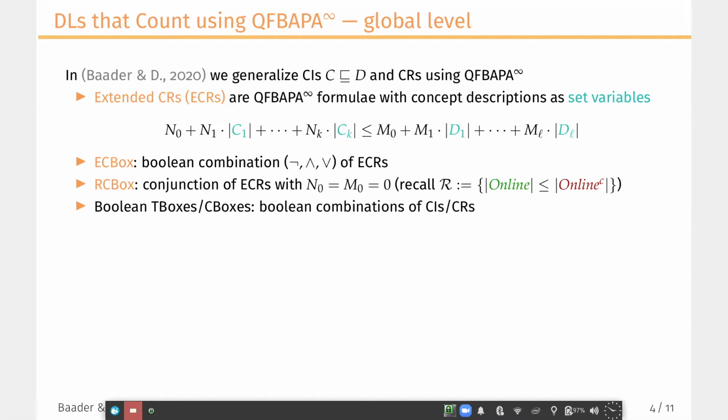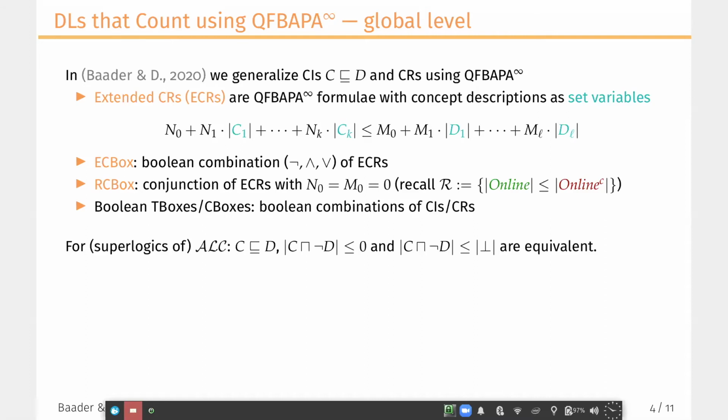And we define also RC boxes. RC boxes are essentially conjunctions of such extended restrictions where we disallow constants. So we can only have multiples of set cardinalities, but no additional constant term. And you can think of one of the previous examples indeed as an RC box. Again, for ease of notation, we also introduce Boolean T boxes and C boxes. We just say, okay, we take concept inclusion or restrictions, and we take Boolean combinations of that.